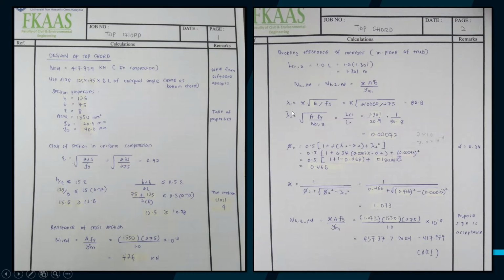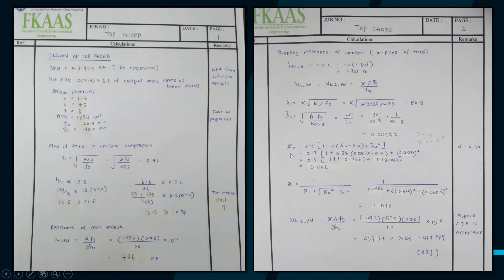Also, lambda is equal to the square root of E per Fy. E is 210000 per 275. We can get 86.8. So lambda 2, when we calculate, we get 0.00072, or 7 times 10 to the power of negative 3.